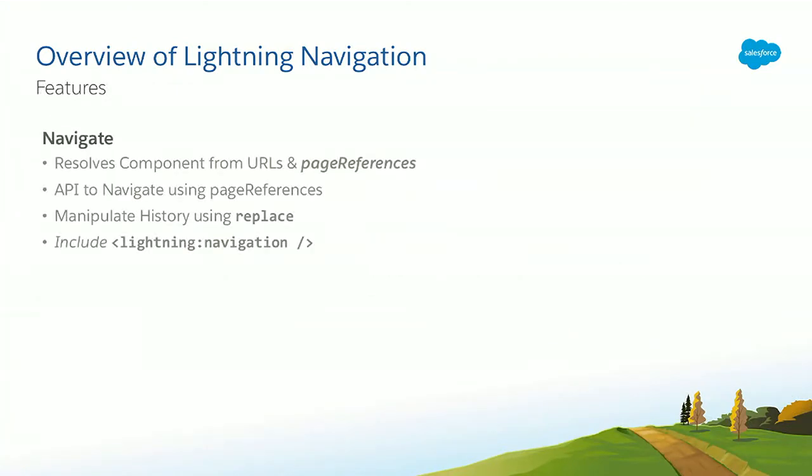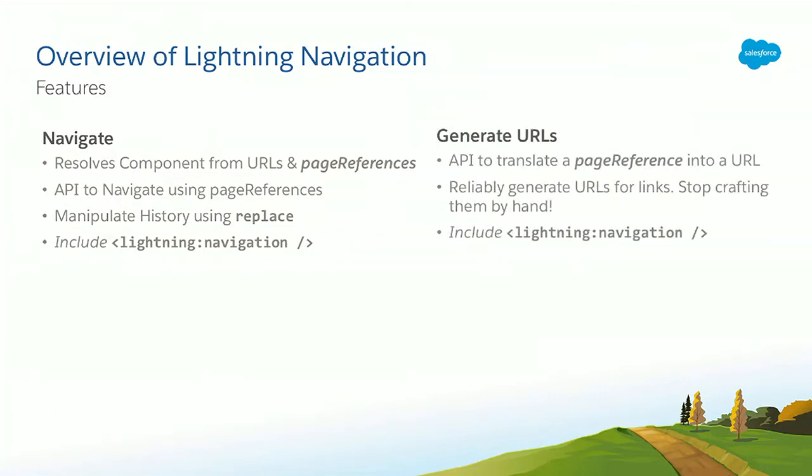So let's get into what you can do. You can navigate with the Lightning Navigation APIs. This is simply the resolution of a component from a URL or a page reference. You can programmatically navigate using our API. With this API, you can also manipulate the browser history using a replace parameter. And in order to use this, you would include the Lightning navigation component. You can also generate URLs using page references. This will allow you to reliably generate URLs instead of handcrafting them. And this is also provided by the Lightning navigation component.